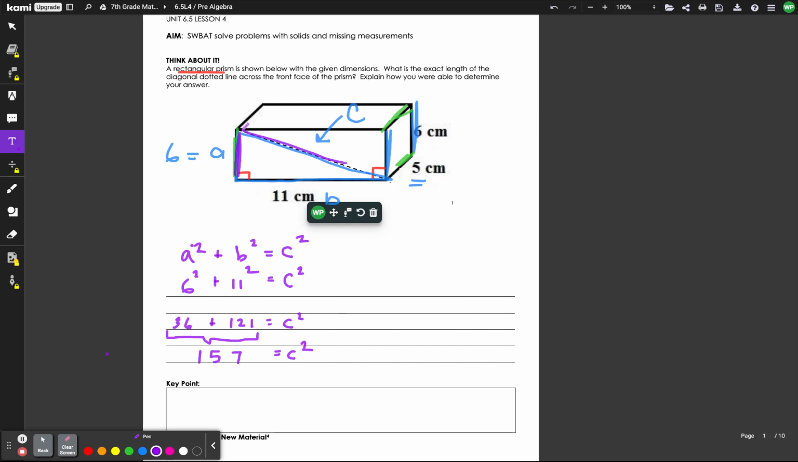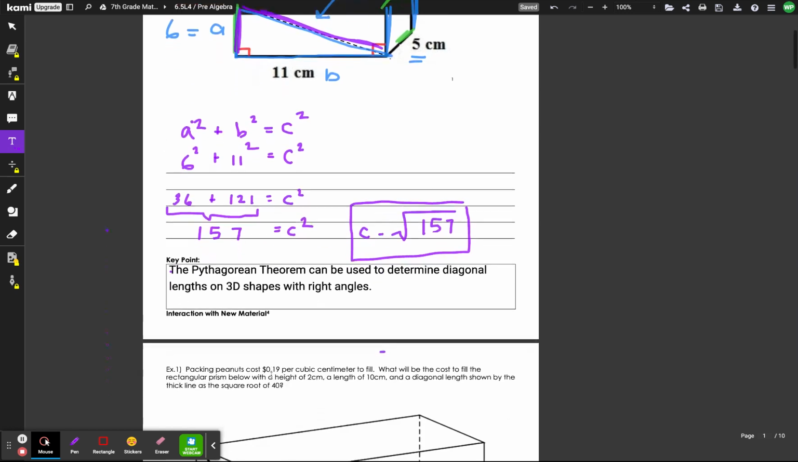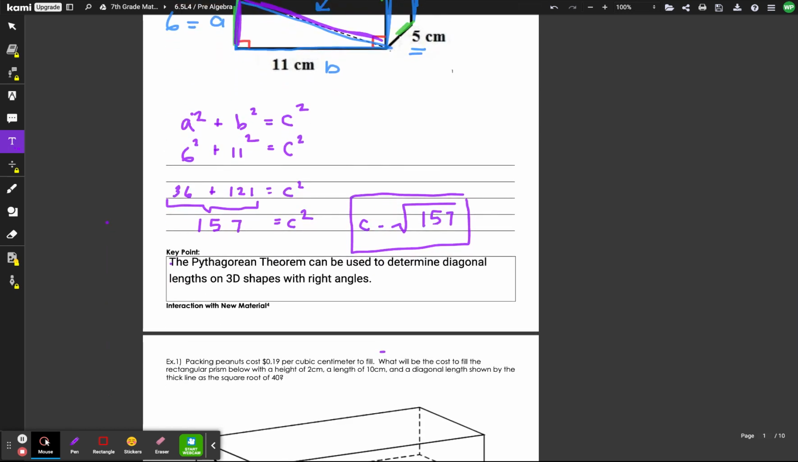We want to figure out what is the value of this diagonal. And because C is the square root of 157, and that is not a perfect square, we're just going to leave this as C is equal to the square root of 157. And our key point for this lesson is that the Pythagorean theorem can be used to determine diagonal lengths on three-dimensional shapes with right angles. So if that three-dimensional shape has a right angle, then we can use the Pythagorean theorem to find what that diagonal hypotenuse will be.